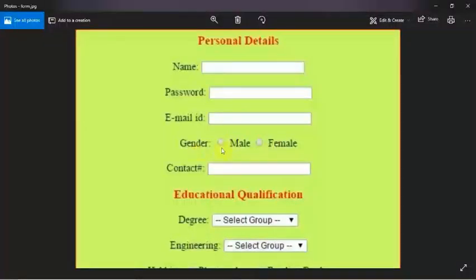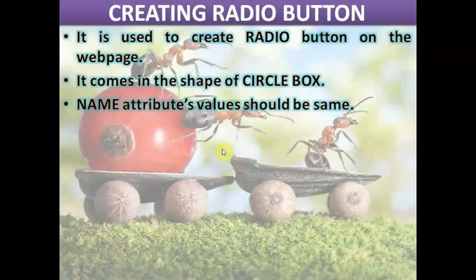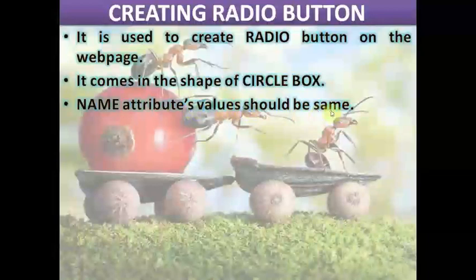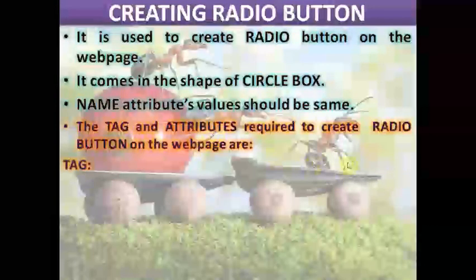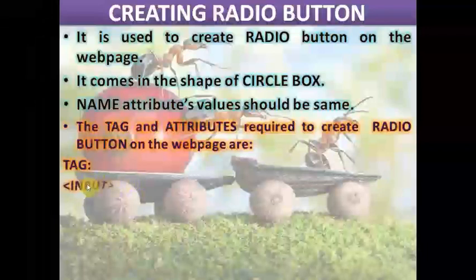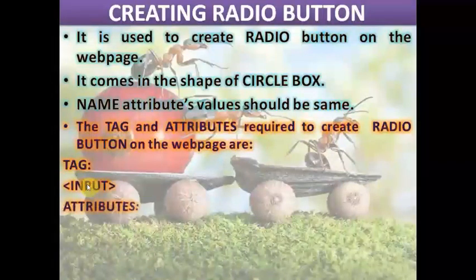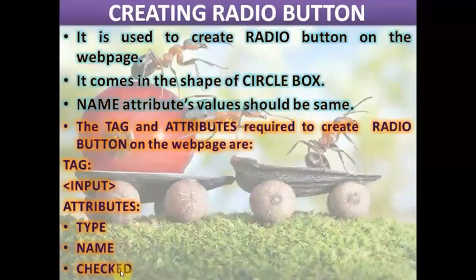When we want to create a gender control on the web page, male, female, you can understand this is a radio button, and for this type of control we have to use a radio button. Name attribute values should be the same. The tag and attributes required to create a radio button are here. The input tag is required, and the main attributes are the type attribute, which is compulsory, the name attribute, also compulsory, and another called checked, which is optional.